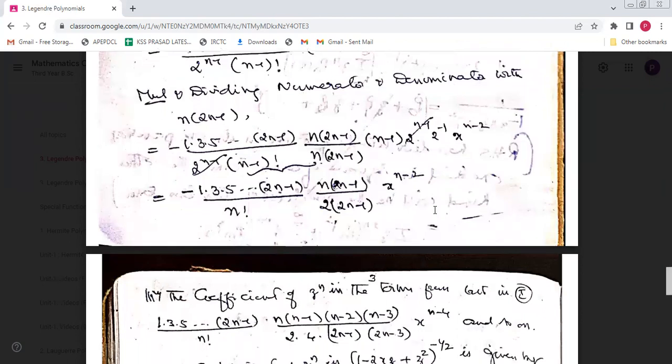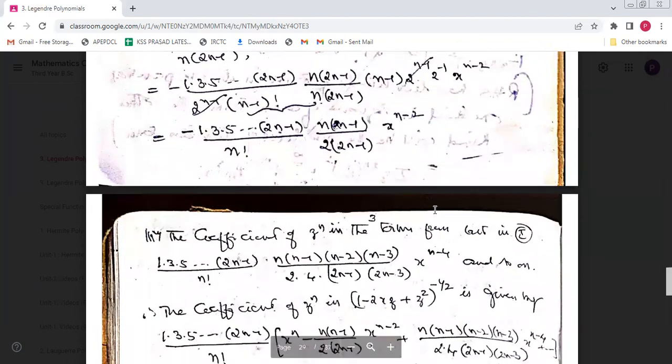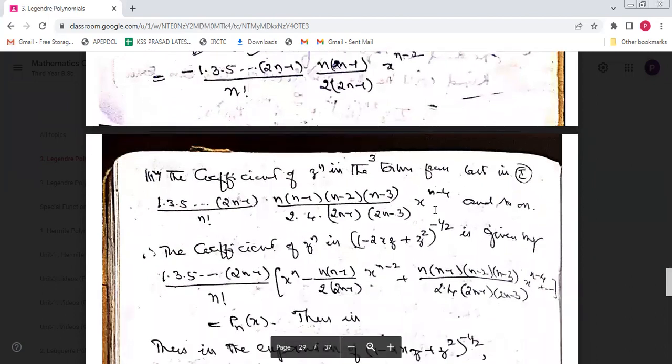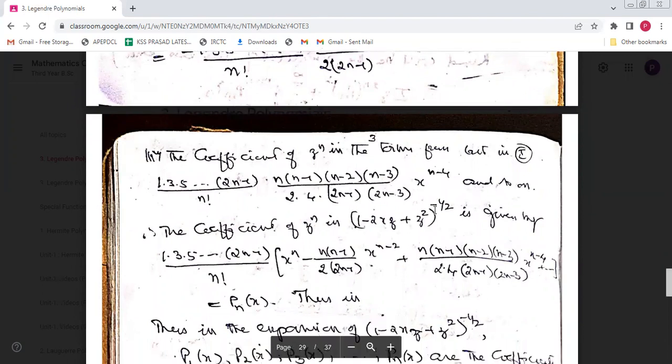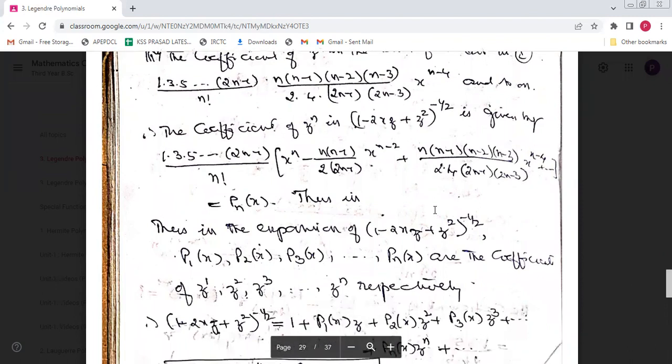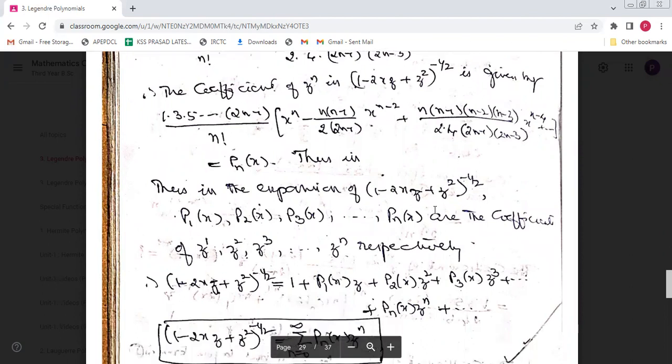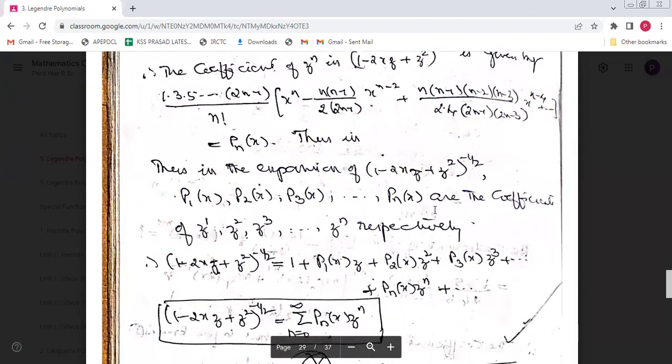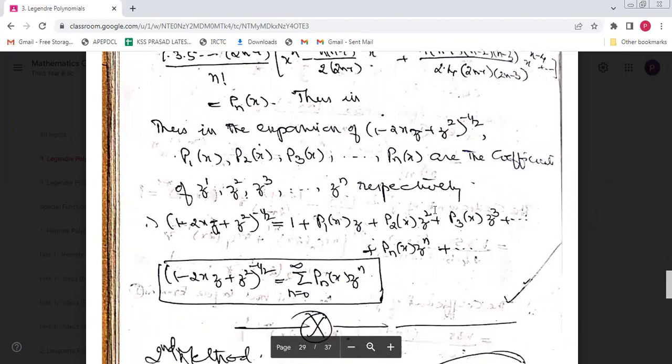Similarly, the coefficient of z power n in the last term is given by this. So finally, we conclude this is nothing but Pn of x. Thus, in the expansion of (1 minus 2xz plus z square) whole to the power of minus half, we have P1 of x, P2 of x, P3 of x, etc., Pn of x as coefficients of z, z square, z cube, z power n respectively. Thus, (1 minus 2xz plus z square) whole to the power of minus half equals summation Pn of x into z power n.